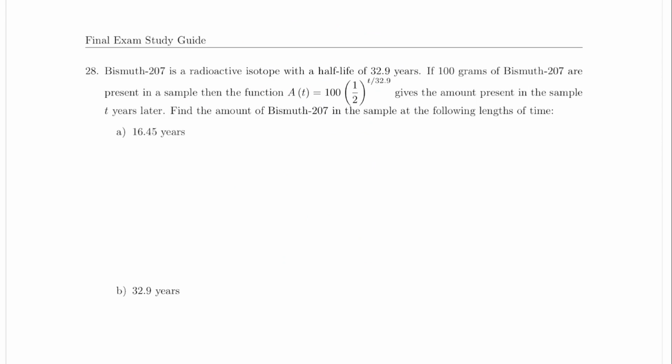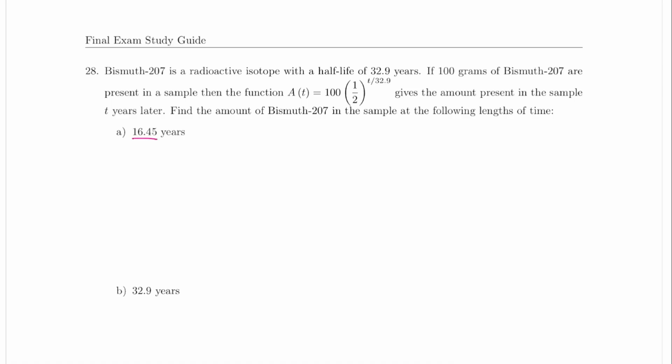Bismuth 207 is a radioactive isotope with a half-life of 32.9 years. If 100 grams of bismuth 207 are present in a sample, then the function A(t) = 100 × (1/2)^(t/32.9) gives the amount present in the sample t years later. Find the amount of bismuth 207 in the sample at the following lengths of time.